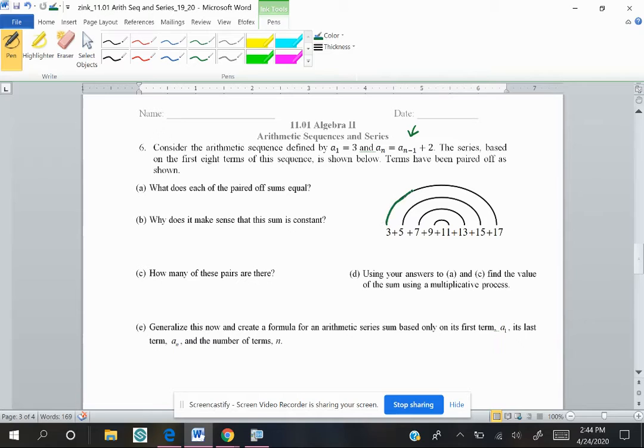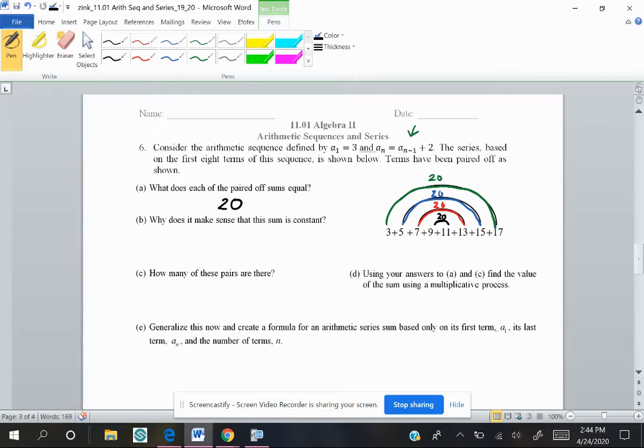So if I add 3 and 17, what does that give me? Well, that gives me 20. What if I add 5 and 15? Well, that's 20. What if I add 7 and 13? Oh my goodness, that's 20. What if I add 9 and 11? Again, that's 20. So each pair, if I add them together, gives me 20.